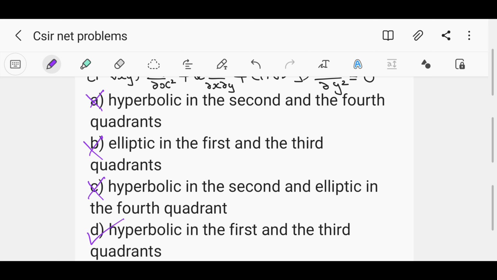So whenever a partial differential equation is given, compare it with the general form of the equation. Find the nature of the equation using S square minus 4RT, whether it is greater than 0, less than 0 or equal to 0. Then decide upon the nature of the differential equation, whether it is hyperbolic, elliptic or parabolic.